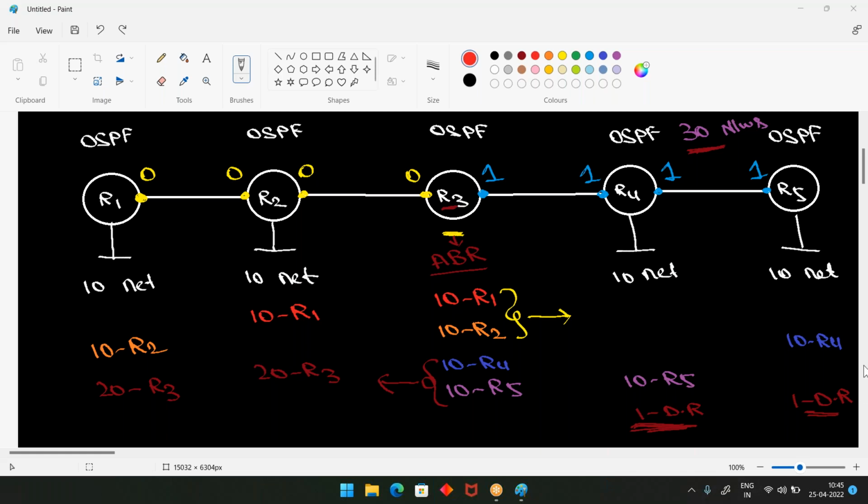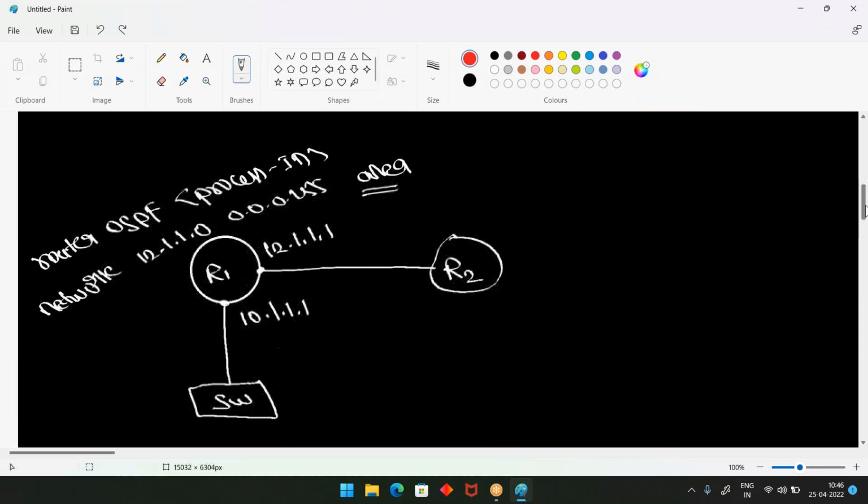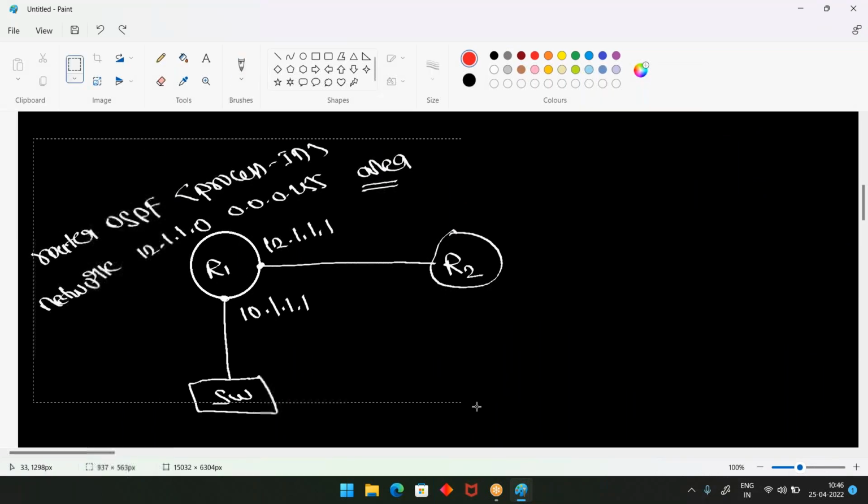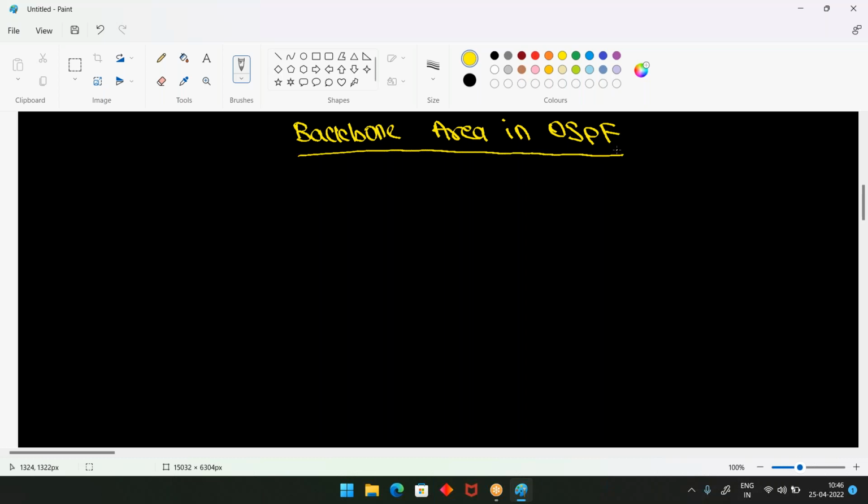Okay, now check this. Before we discuss this practical, we can discuss one more concept, that is called the backbone area. All of you please note down: backbone area in OSPF protocol.